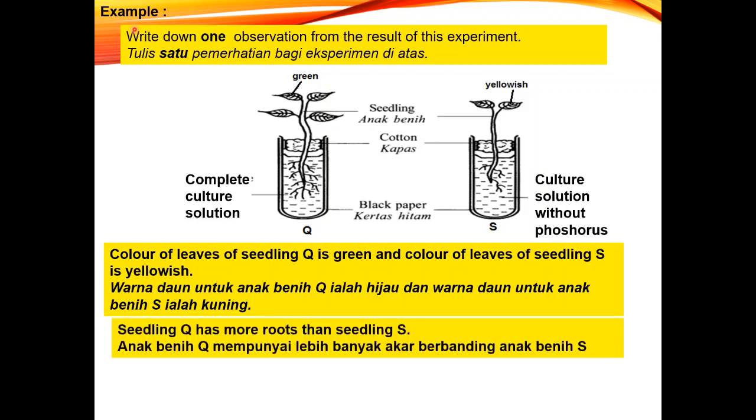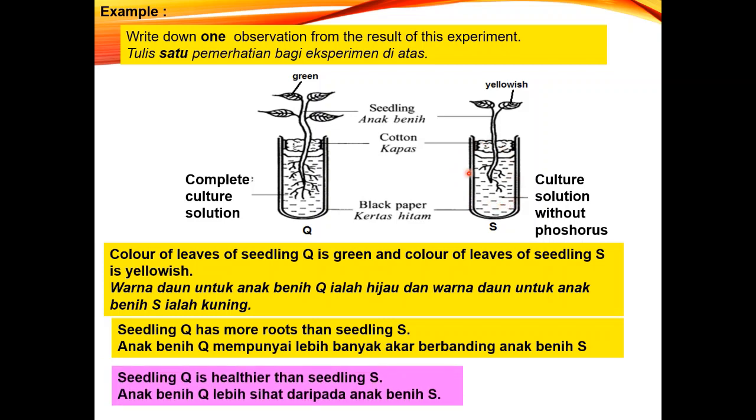Okay, or you can write down another observation. You can see the roots of the seedling, right? The seedling Q have more roots than the seedling X. So this is how you write observation. Okay, or this one, can we accept this one? Seedling Q is healthier than the seedling X. Can we write like this? Okay, the answer is no. We cannot write like this, because you cannot see which one is healthier. Okay, so this is the way you write the observation, write what you can see from the diagram.